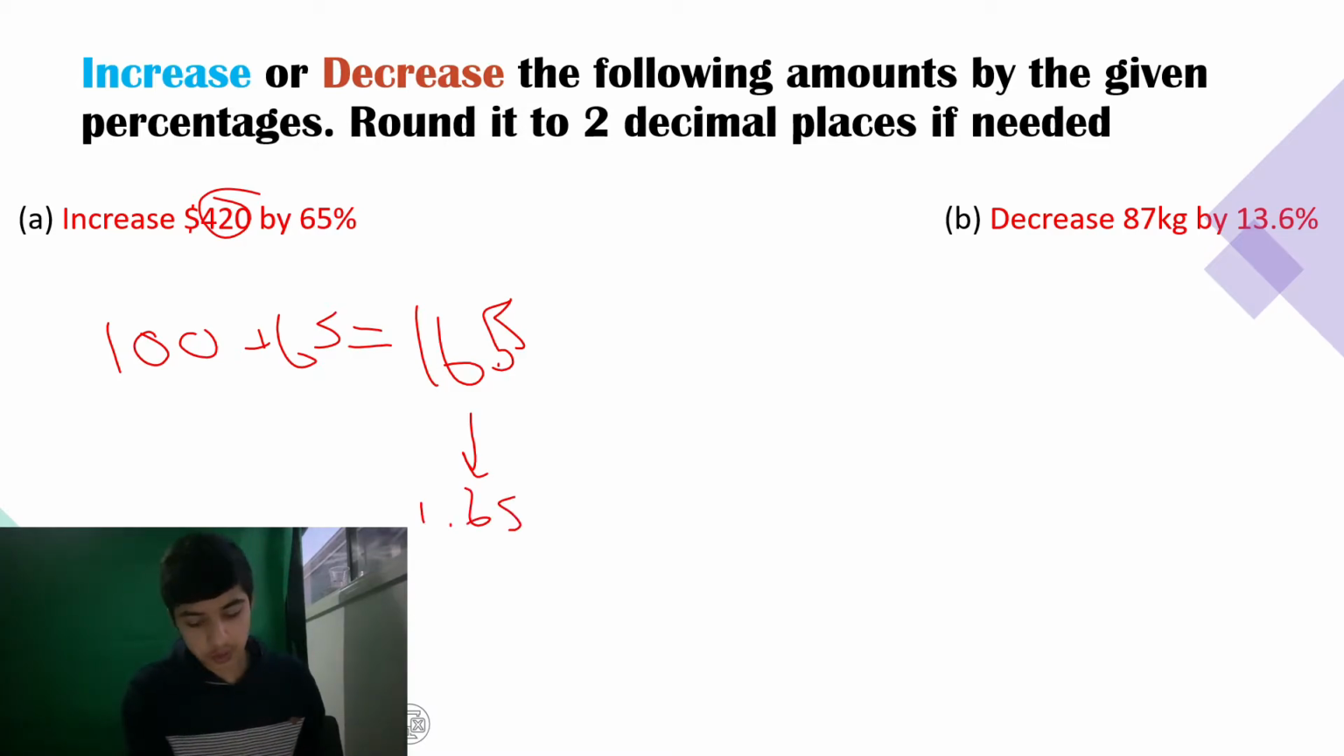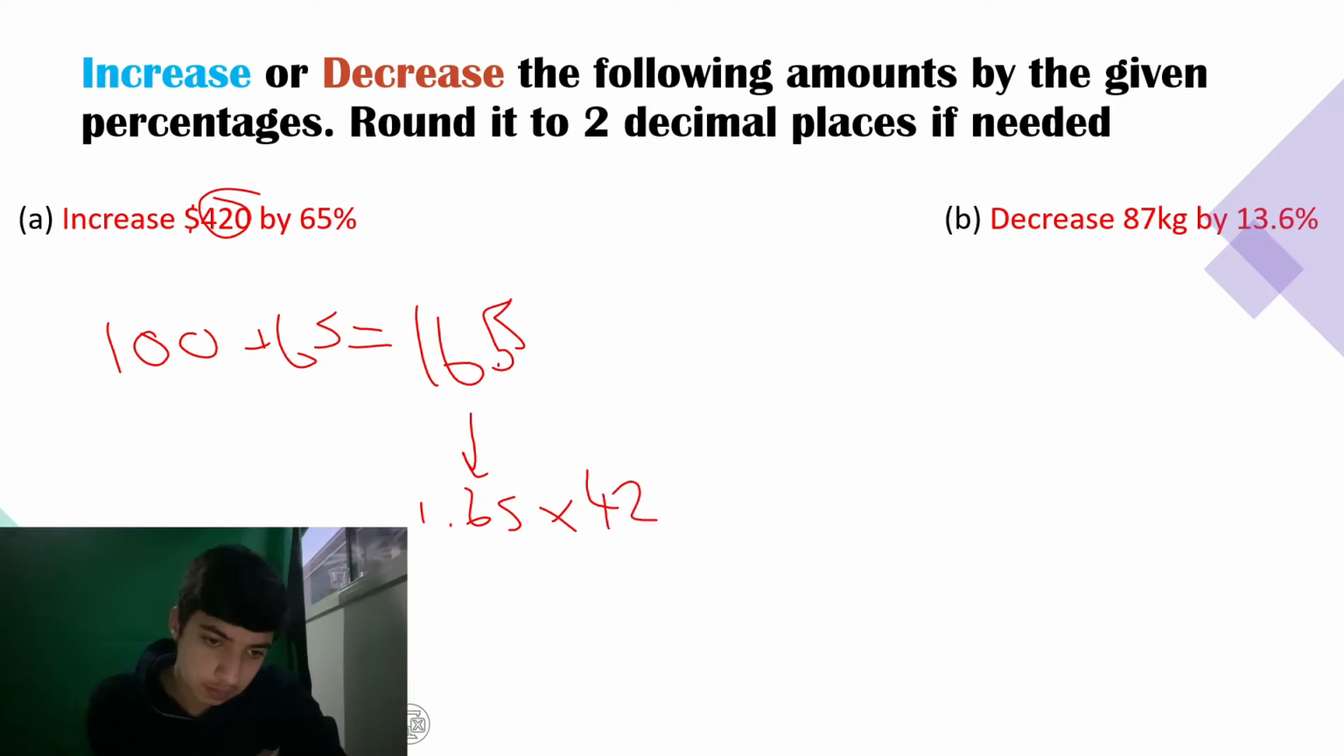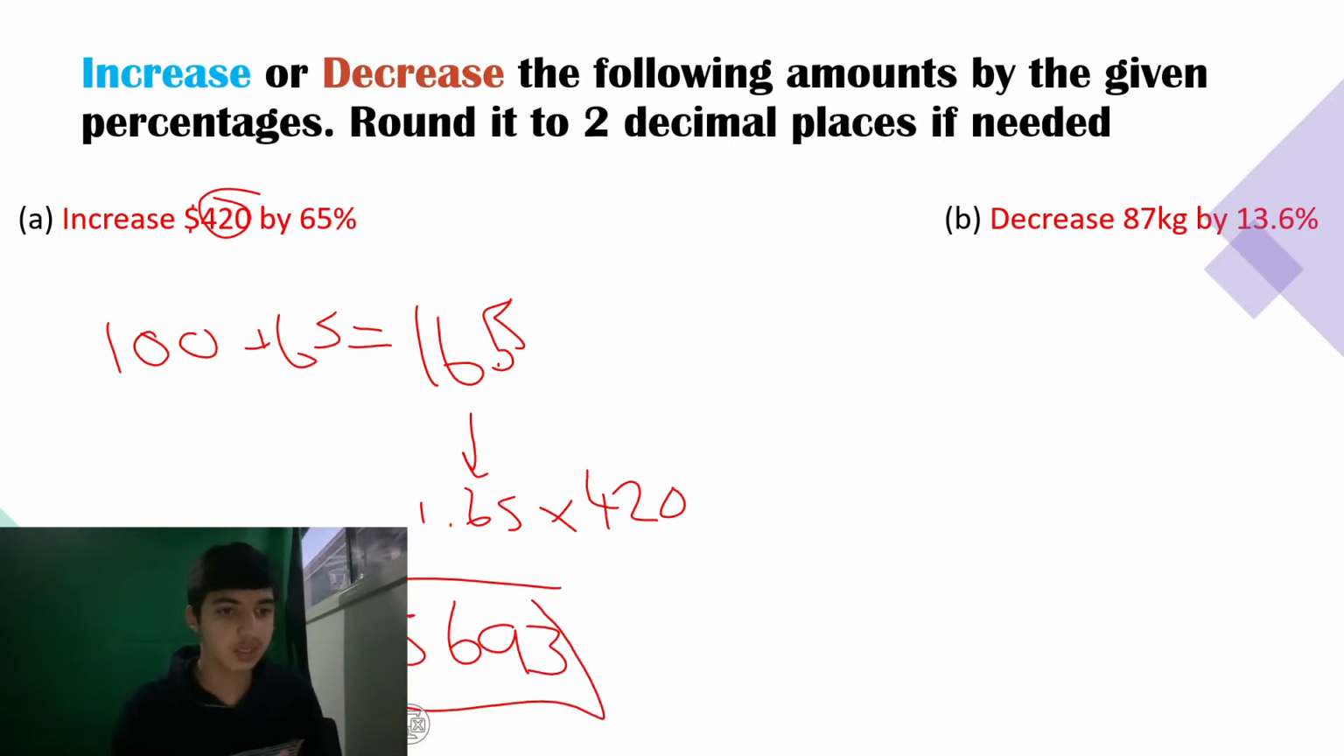Now what you do here is you have to times the 420, because that's the one that you are increasing. So what's 1.65 times 420? What we need here is a calculator. As you can see here, 1.65 times 420 equals $693. Okay, so the answer would be $693. That's the increase. That's how much you would get as a total.